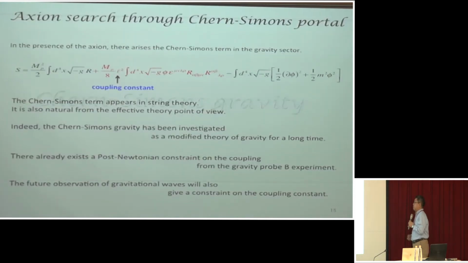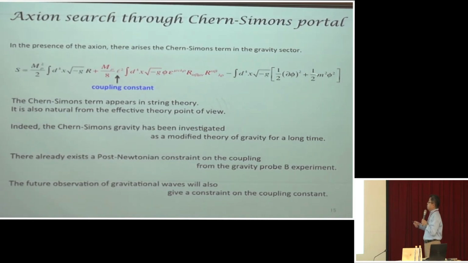Okay, let me explain what Chern-Simons gravity is. The Chern-Simons gravity is just given by this action. So this is a topological term. If phi is constant, then this is just a number. This does not affect the dynamics. But because the axion is coupled to this topological term, this becomes non-trivial, and this produces parametric resonance.